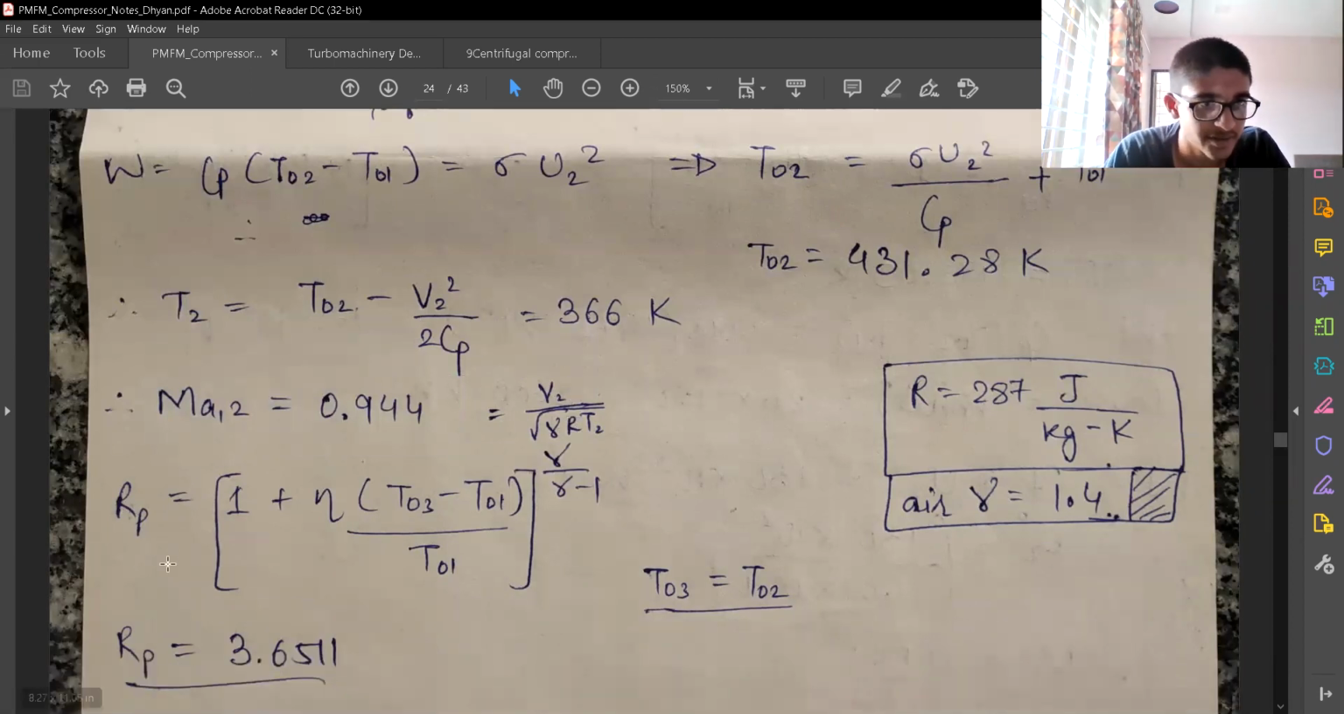Now we have to find out the pressure ratio. So the expression is known where all the temperatures, isentropic efficiency, and gamma is known. So we can directly find the pressure ratio. Two important things are the R, that is the gas constant for air, is 287 joules per kg Kelvin, or 0.287 kilojoule per kg Kelvin, and gamma for air is 1.4. Okay, that's all.